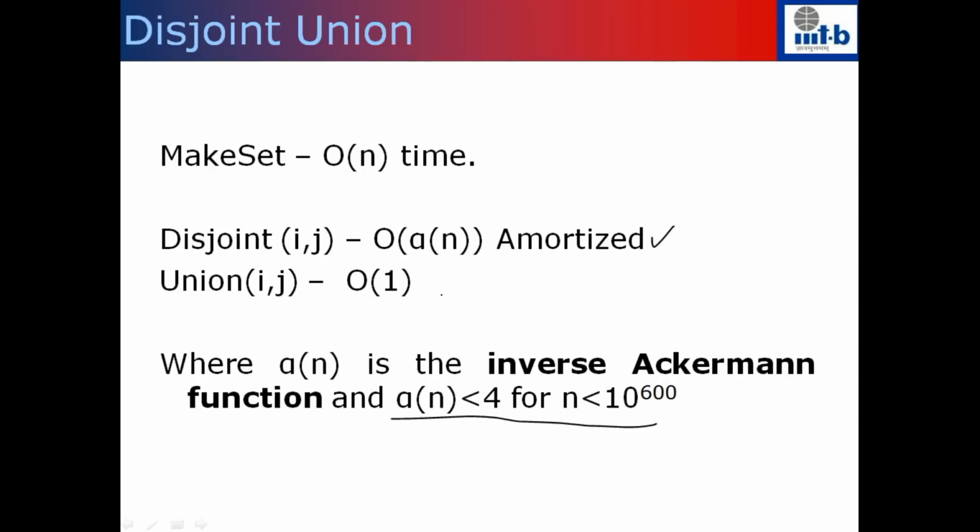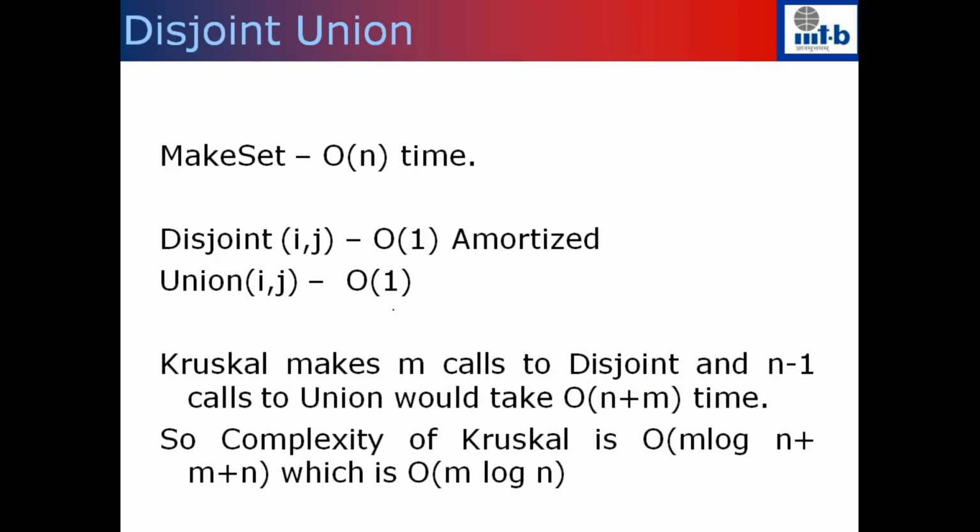Union is as before, order 1, but each disjoint operation will be order alpha n amortized cost, where alpha n for all practical purposes is a constant. So what we have is the disjoint operation is going to be order 1 amortized cost. Union is anyway, in the worst case, also order 1. So Kruskal makes m calls to disjoint and n minus 1 calls to union. So the total amount of time for m calls to disjoint and n minus 1 union calls is order n plus m.